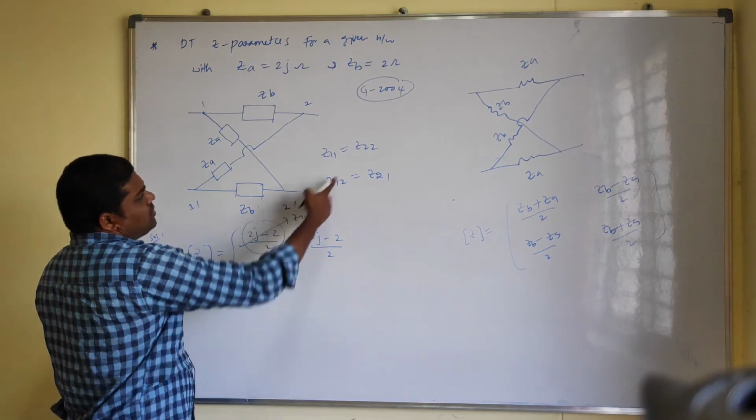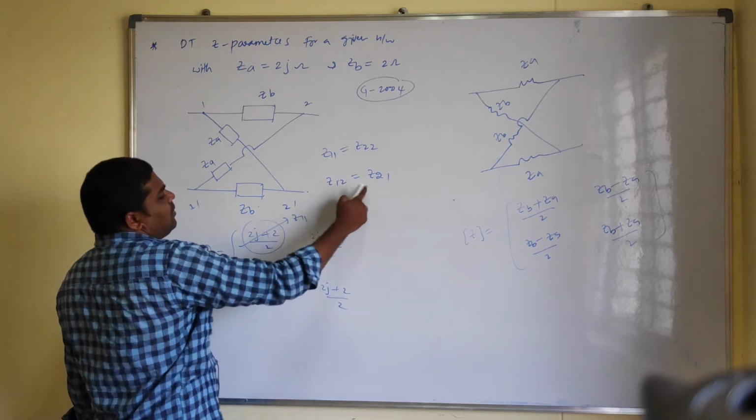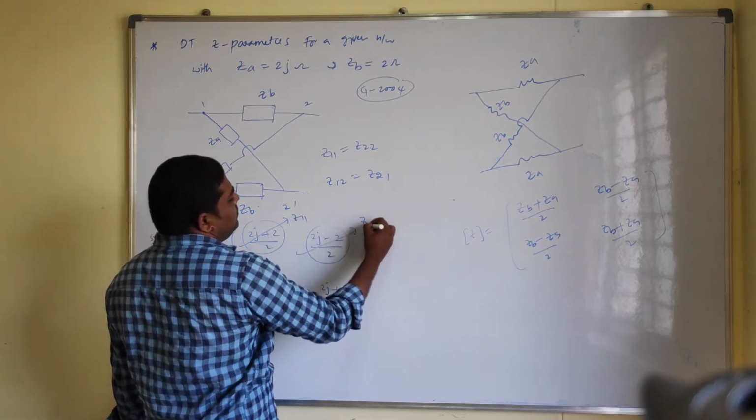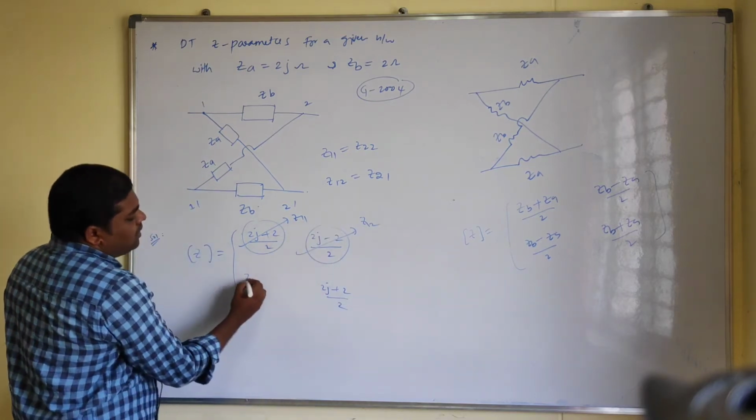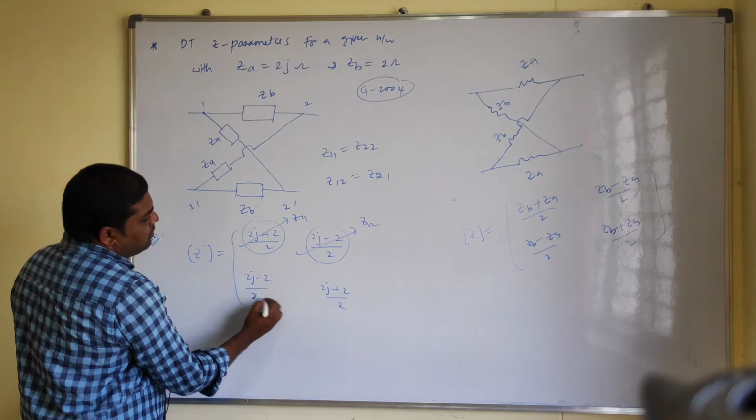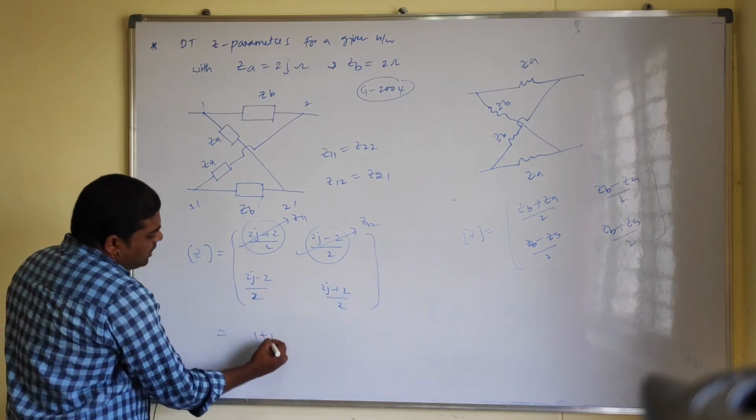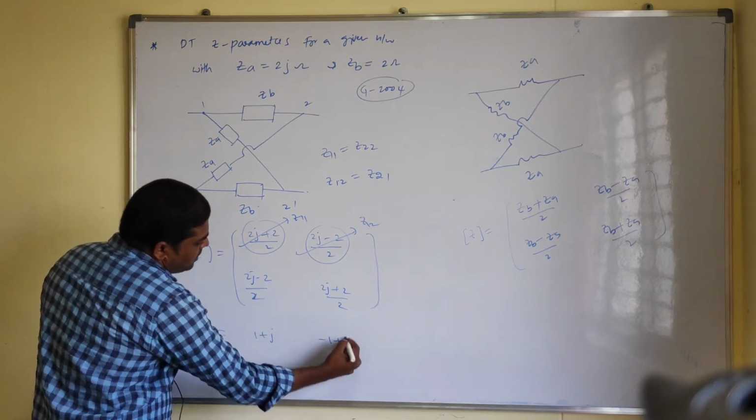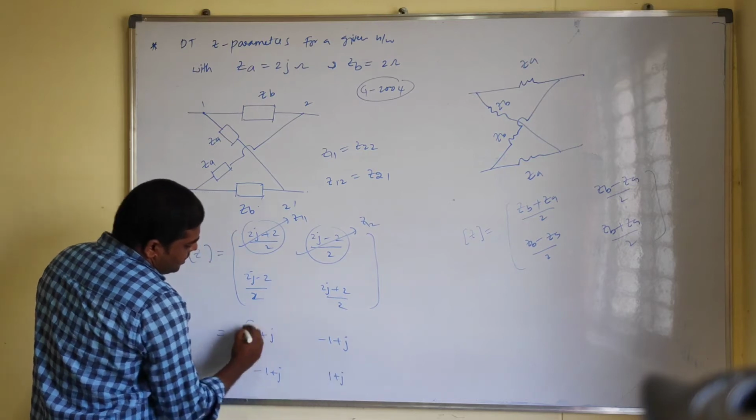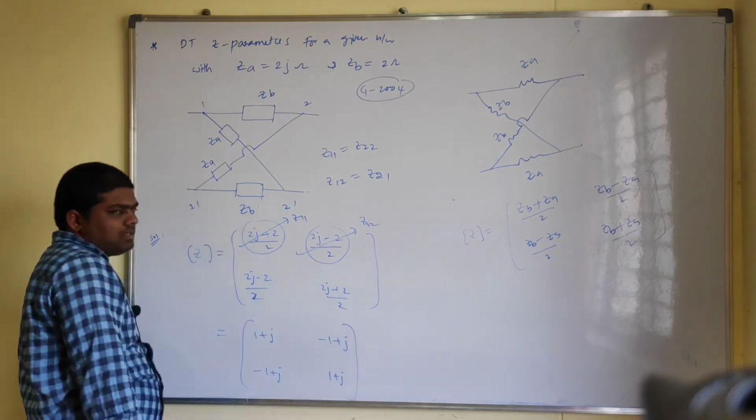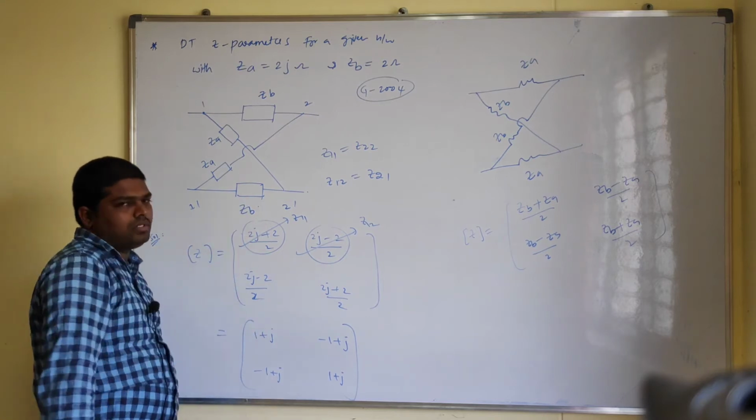So Z11 equals Z22, so here also we will get (2j plus 2) by 2. And this is Z12, and Z12 equals Z21, so same thing you can replace here: (2j minus 2) by 2. So finally what you will get? Here 1 plus j, and here minus 1 plus j, and minus 1 plus j, and this one is 1 plus j. This is your Z parameters for the given symmetrical lattice network, which was asked in GATE 2004.